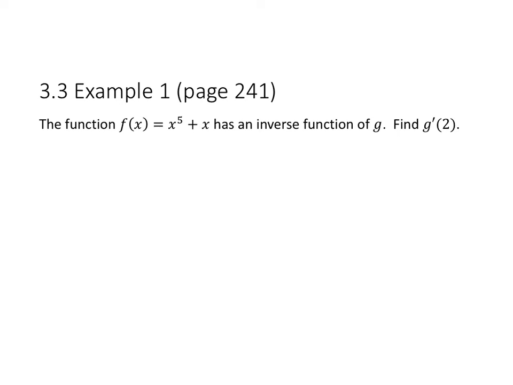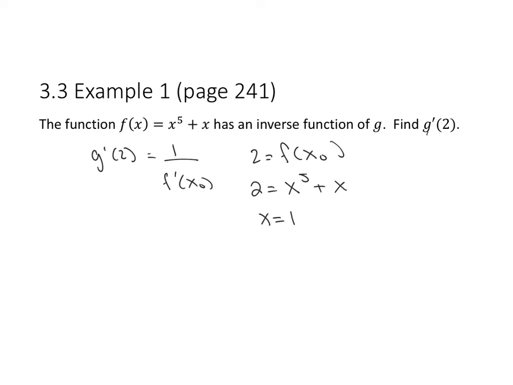So the function f of x equals x squared plus x has an inverse function of g. We want to know what g prime of 2 is. So I know that g prime of 2 is 1 over f prime of x naught, where 2 is f of x naught. So now let's solve for what x naught is. That means that 2 has to equal x to the 5th plus x. I can graph this and see where they intersect, or I can think about what squared plus itself equals 2. So one of my solutions is going to be x equals 1.